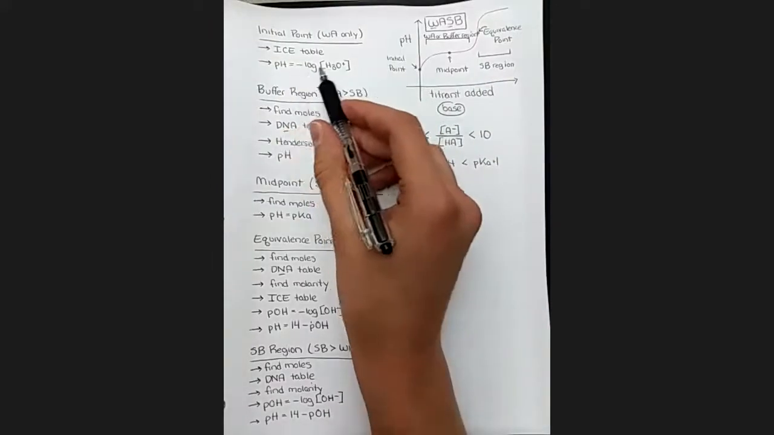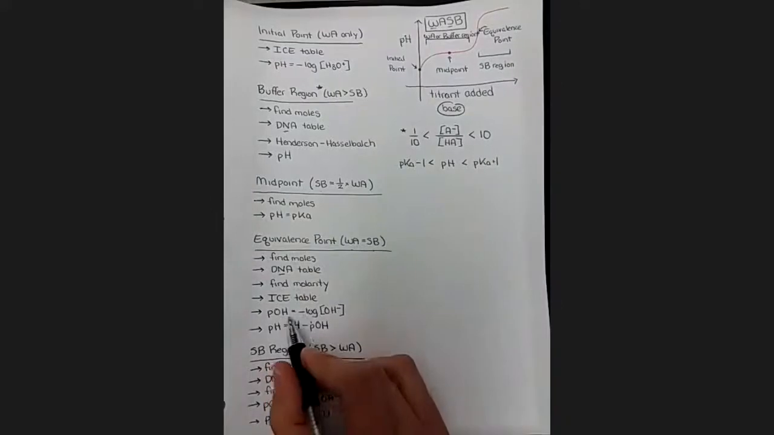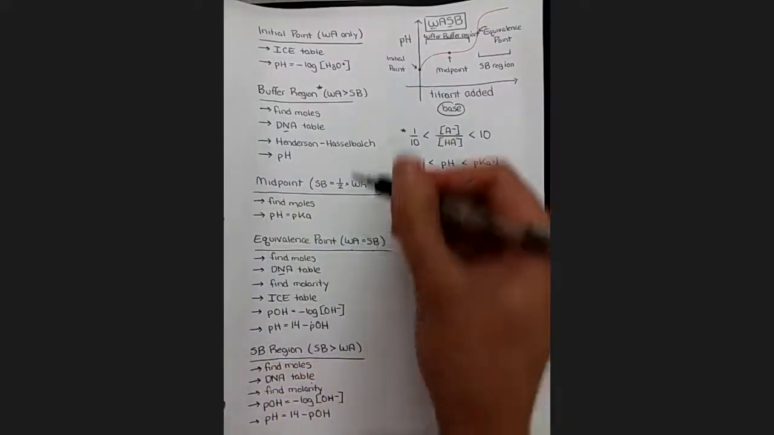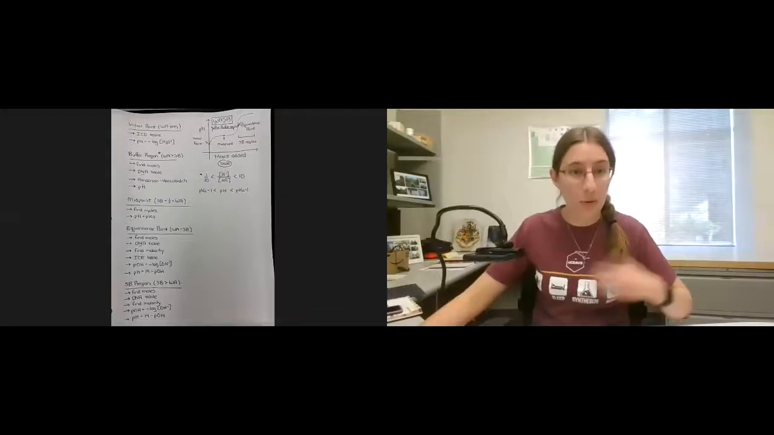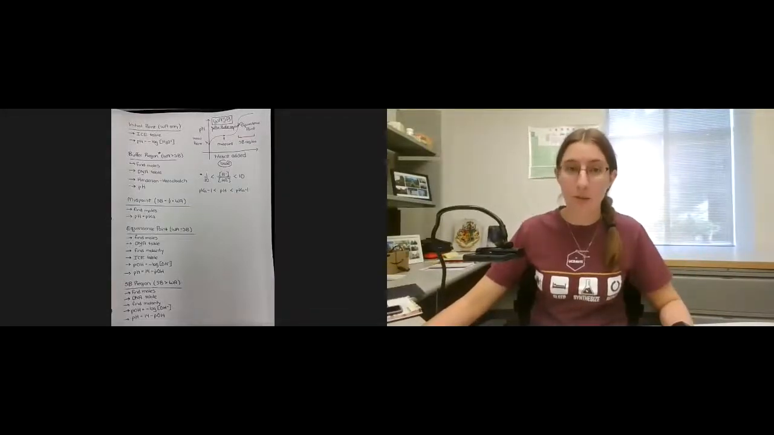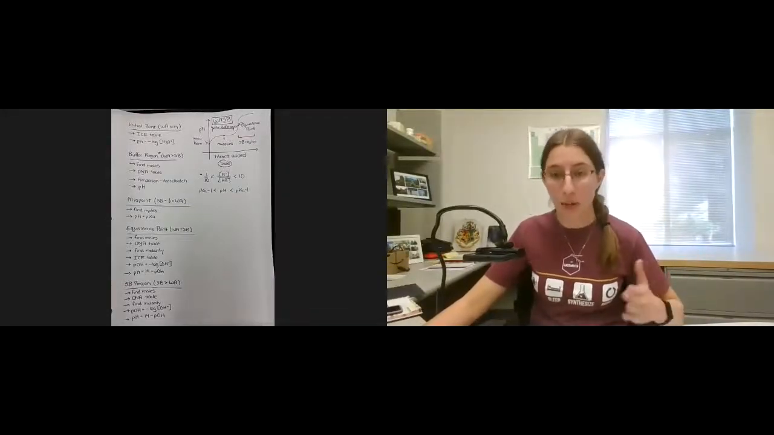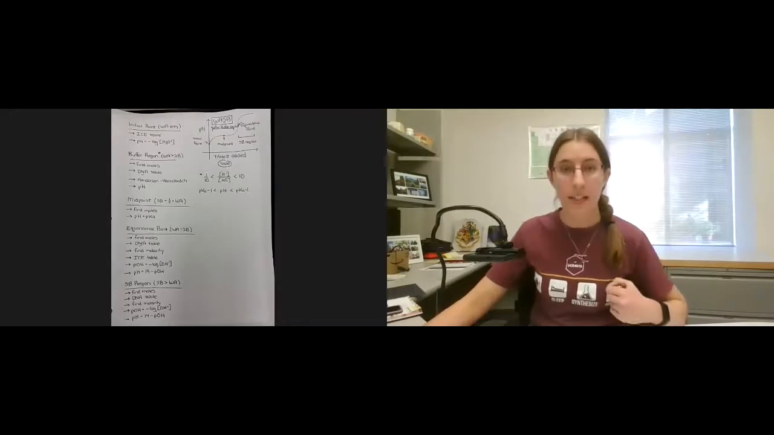Some of these times when you take the pH and times when you find the pOH are flipped because you have a weak base, but otherwise the process is almost entirely the same. So those are your general problem-solving strategies for finding the pH at different points during a weak, strong titration curve.